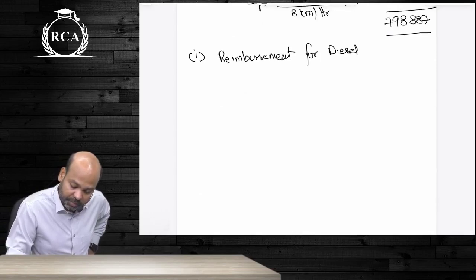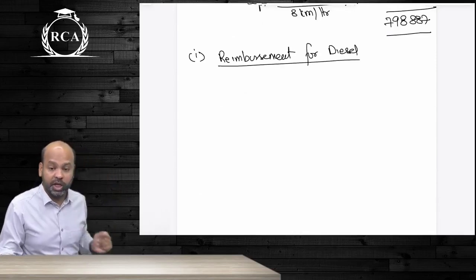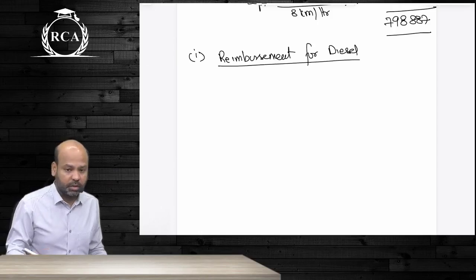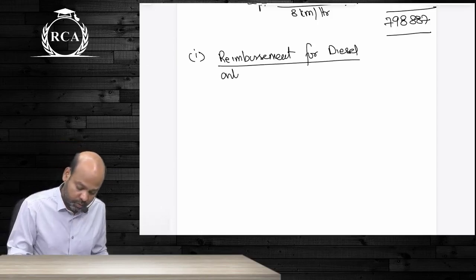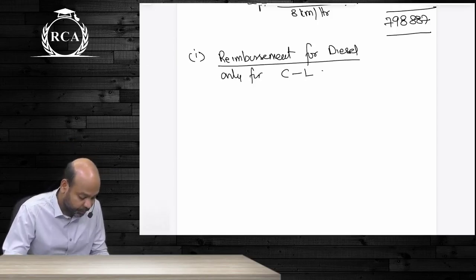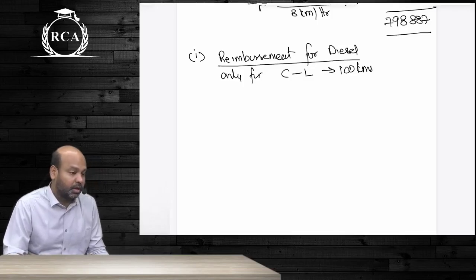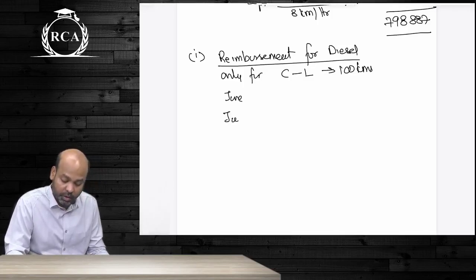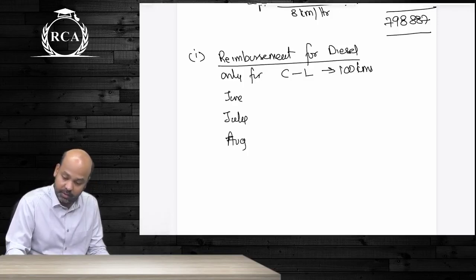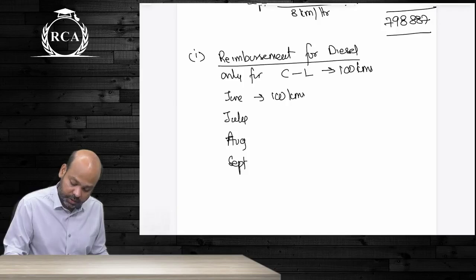अब ये वापस करना पूरा. Reimbursement for diesel guys will be only from Chandigarh to Ludhiana. Yes or no guys? Only for Chandigarh to Ludhiana. वो कितना किलोमीटर्स है? 100 किलोमीटर्स guys. अब वो वापस अलग अलग महीने का करना यार. करो गाइस, मेरे पास भी ऑप्शन नहीं है, तुम्हारे पास भी नहीं है. You will write 100 kilometers into 14 days.